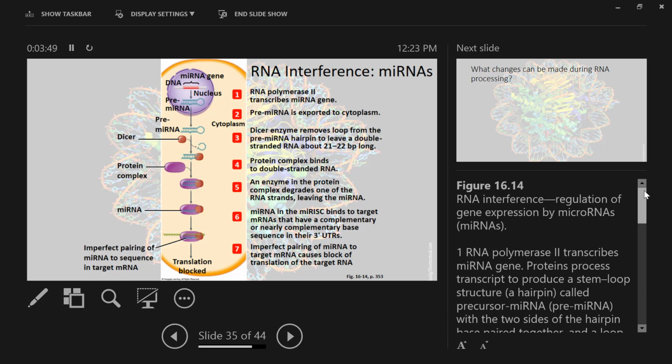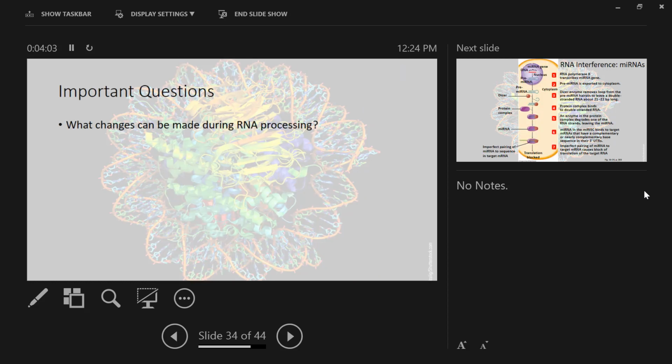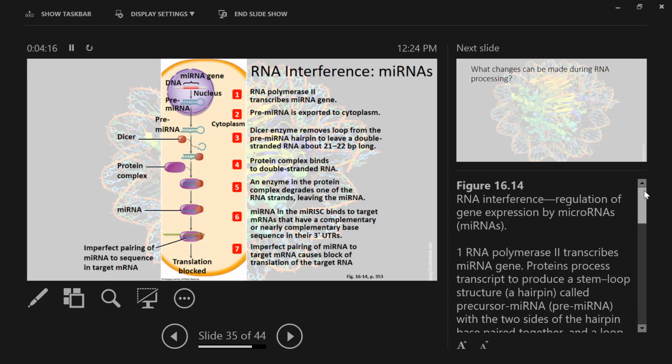All right, so last time, being Friday, we talked about a couple of questions that I said were really good questions to cover this material from chapter 16. This right here, what changes can be made during RNA processing, this is another really good question that might be asked on chapter 16. Just think about that as you think through this. All right, so what are some ideas? First, let's start with how do you target a specific mRNA? How would you target a specific mRNA?